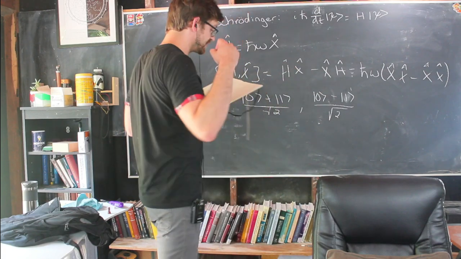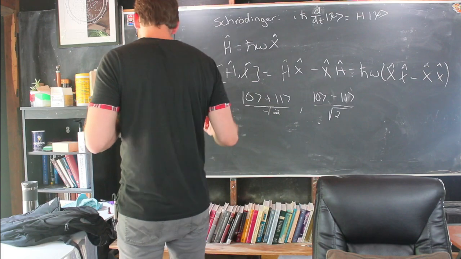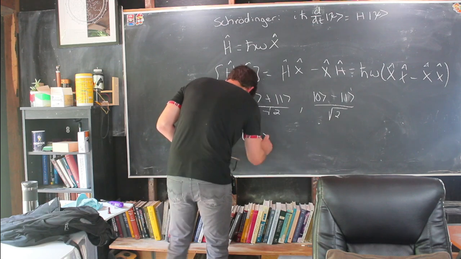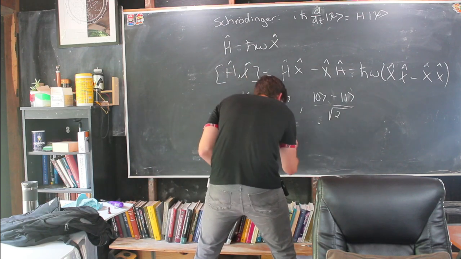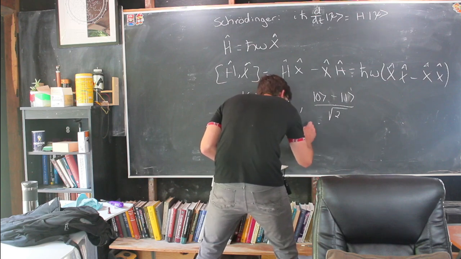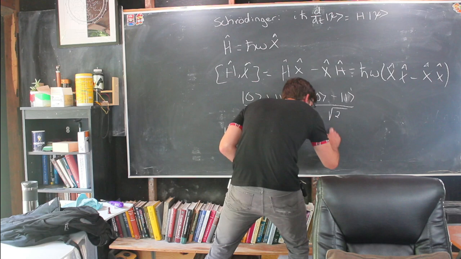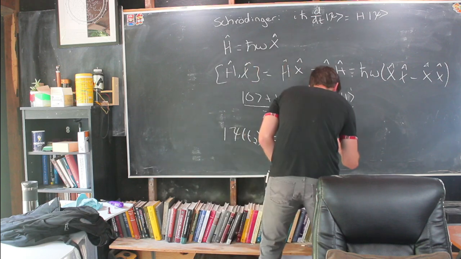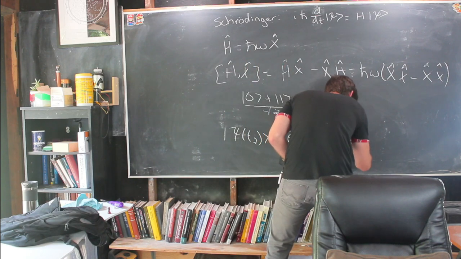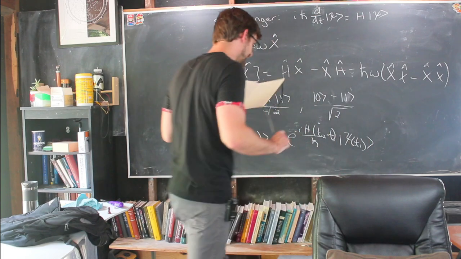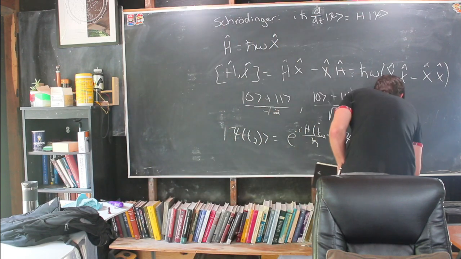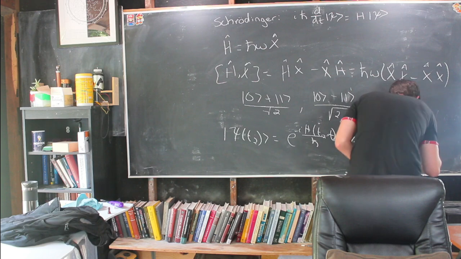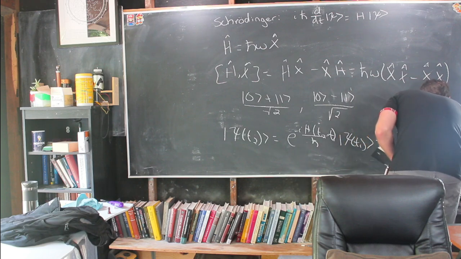So now consider postulate 2 that we have. A solution to the Schrodinger equation will take the following form. If we have psi at time t2 equal to e to the minus i H times (t2 minus t1) over h bar, times the unevolved state at t1, then this is also just going to be equal to some unitary operator U(t1, t2) applied to the state at t1.